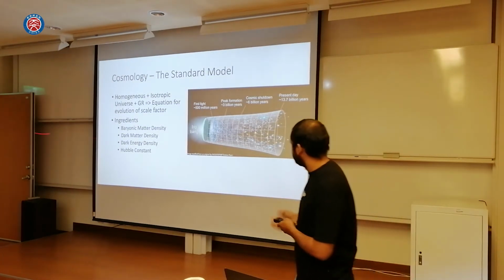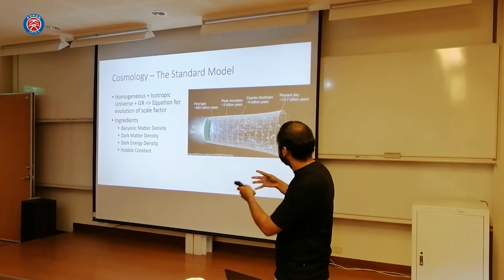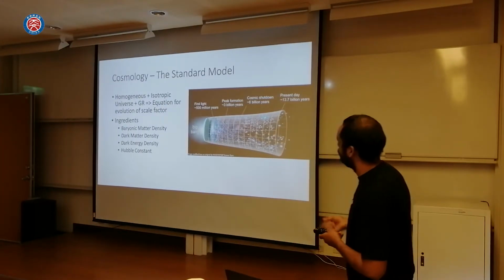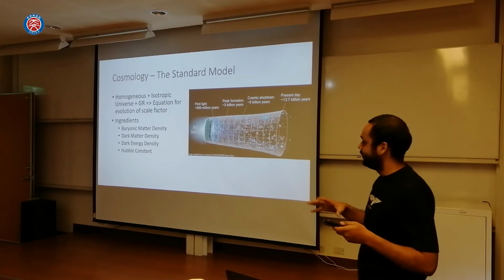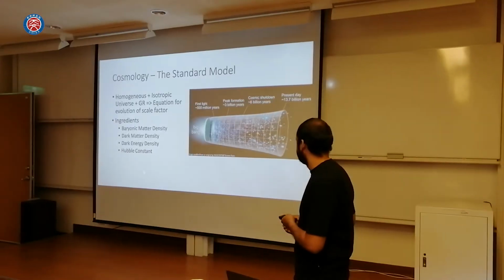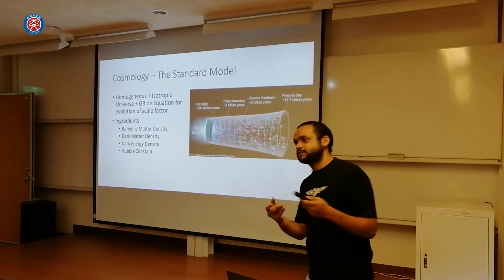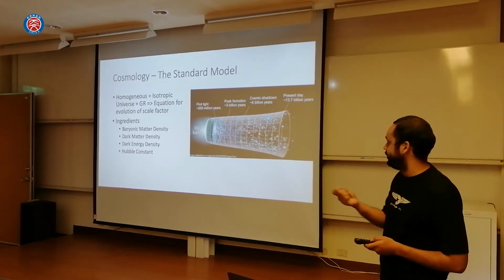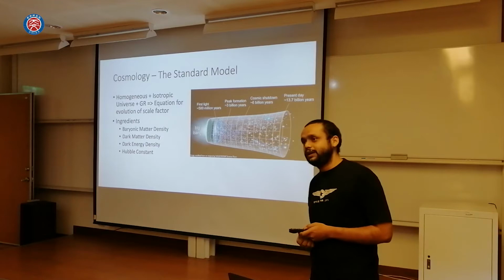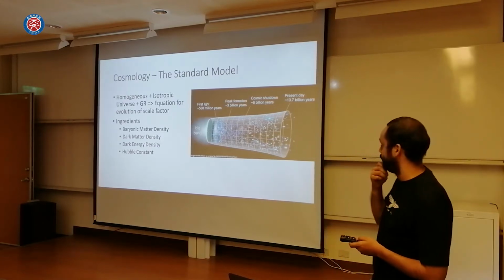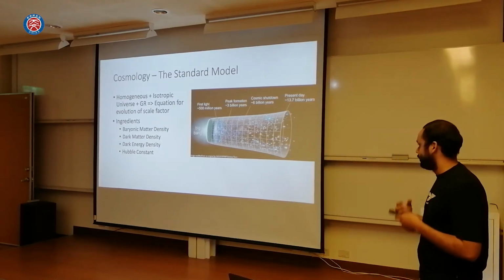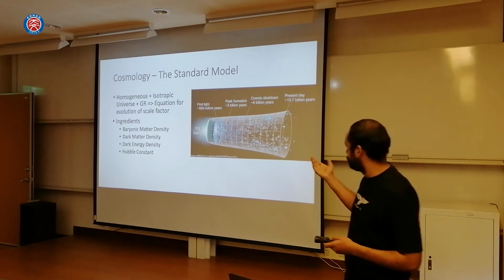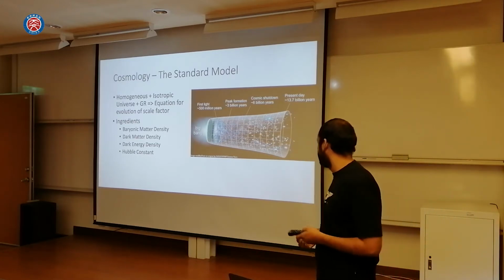So the key ingredients when we put all this together, we also need to put in some values that we determine from measurements. This is the same as, let's say, in the standard model of particle physics, where we need to put in the charge of the electron or the mass of the Higgs boson to make any quantitative predictions. The same goes for cosmology.